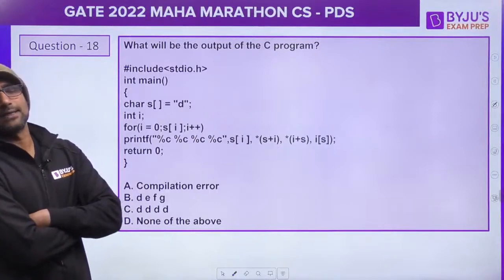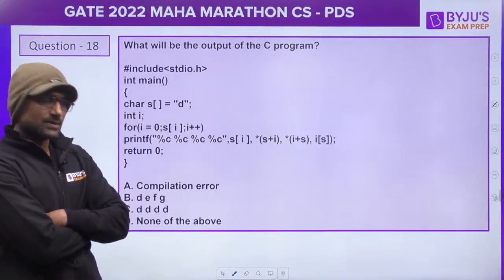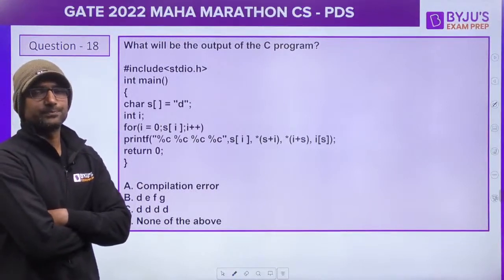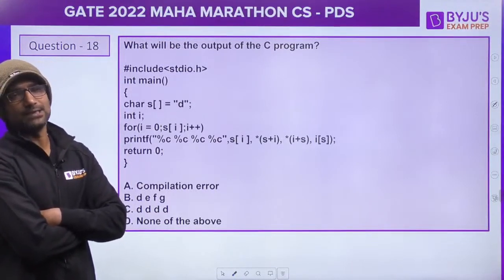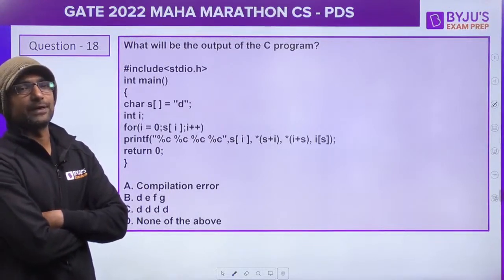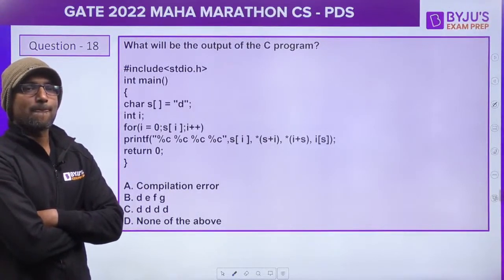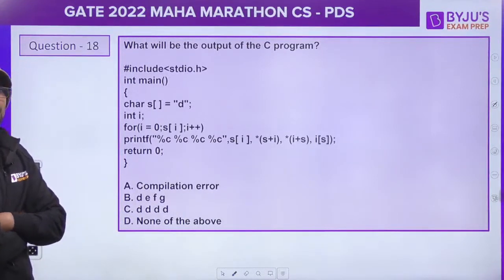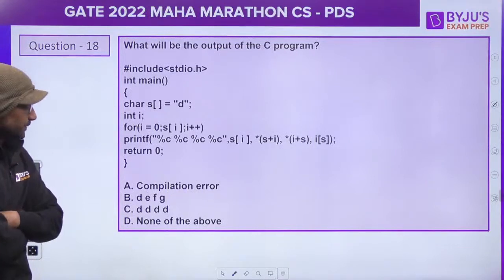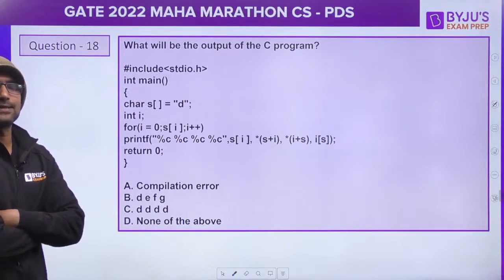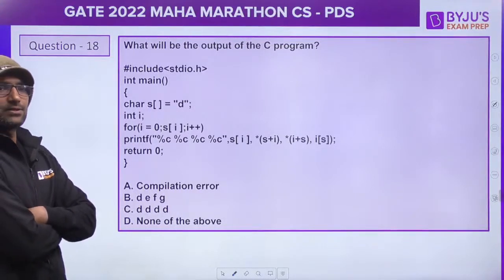If default is at the top, as long as you have the match, it will not print. If you don't have the match, from default till break it keeps printing. So 18th question, option C. Okay, yes, CS learner, we have DS questions ahead.